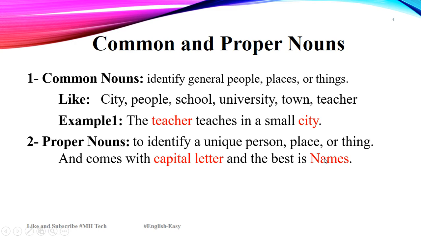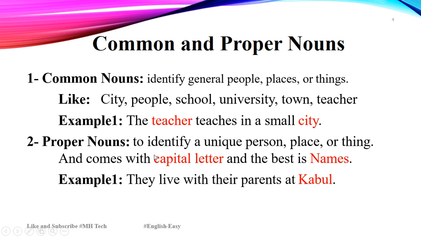We have some proper nouns, for example, the names of the countries. And you can say in general, all names for a person, countries, cities are the names, and they are called proper nouns here. All proper nouns come with a capital letter, and the proper noun can be used at the end, in the middle, or at the beginning of the sentences.